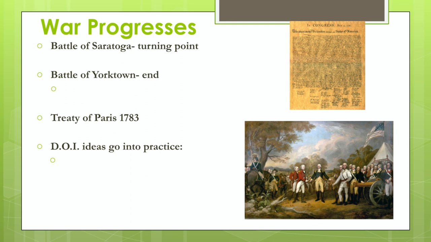So the Declaration of Independence ideas are going to go into practice once all of this happens. You're going to see gradual emancipation of slaves, mainly in the North, some in the South, but mainly in the North. The idea of freedom of religion, more religious tolerance is going to happen. And then, of course, protection of citizens, all after the war is over with and the Declaration of Independence can pretty much go into play.